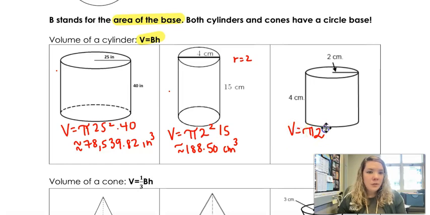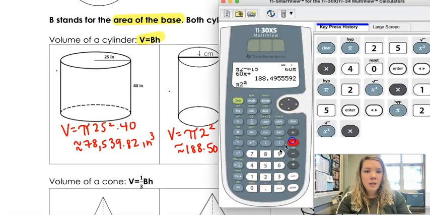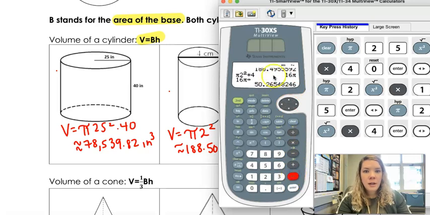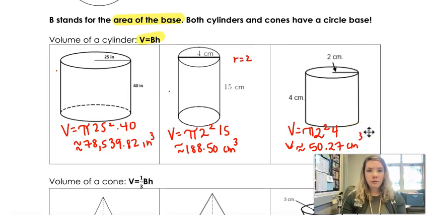So my radius is 2, so this is my pi r squared, and then we have to multiply by height. Okay, so again, we'll just type that into our calculator. Pi 2 squared times 4. So if it gives you exact form, we hit our toggle button, 50.27 cubic centimeters. Okay, so there's cylinders.